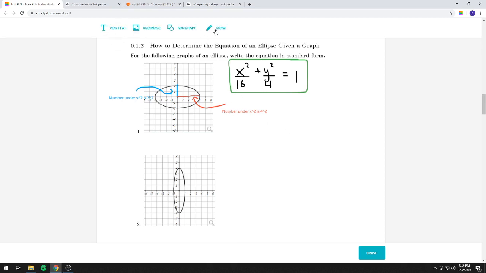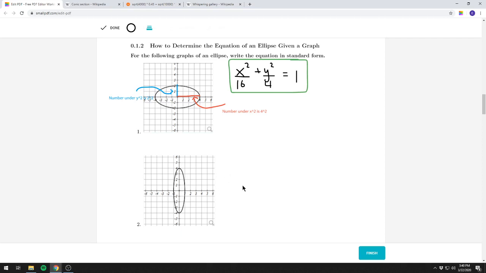But the next problem is pretty much exactly the same. It doesn't matter, looking down here, that the major axis is going to be vertical. It's longer, it's taller than it is wider, which means the major axis is vertical. But the idea is exactly the same. That part really doesn't matter for this type of question.